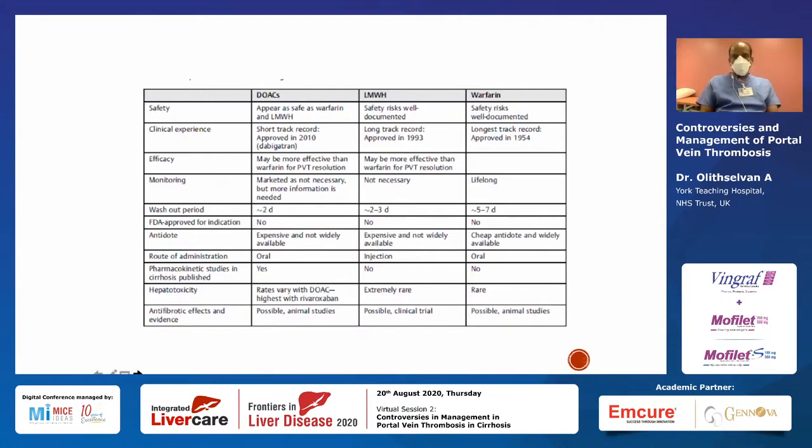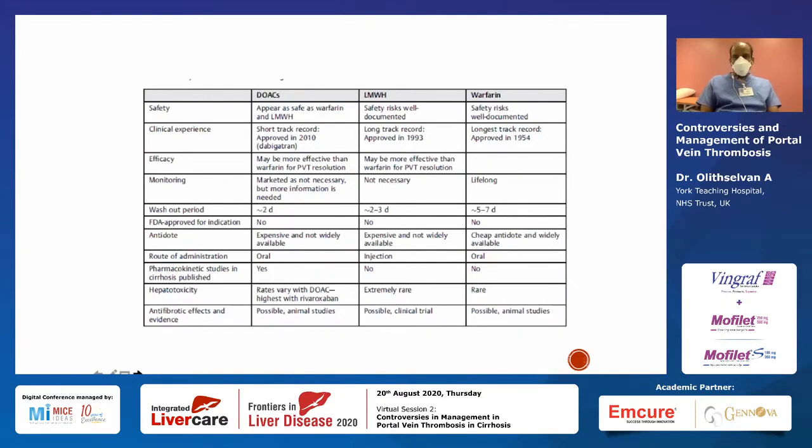With low molecular weight heparin, there's a good safety record. Washout period is about 2 to 3 days. The antidote protamine is available, but I'm really not sure about the potency of that and the ways to monitor that. Injection is obviously the route. Hepatotoxicity is rare in these cases.